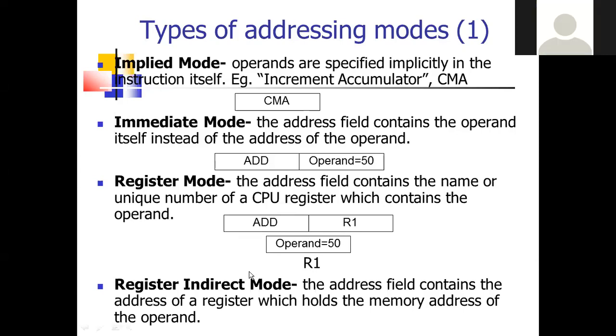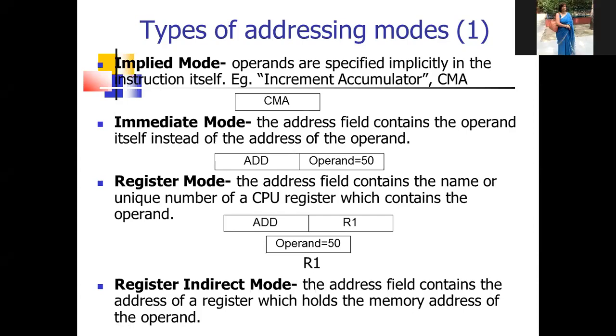Now we are coming to register indirect mode. What is the definition of the register indirect mode? It says that the address field contains the address of a register which holds the memory address of the operand. It's a similar kind of the indirect address mode we studied earlier. That was a memory reference addressing mode, but rather we can call this a register reference addressing mode.